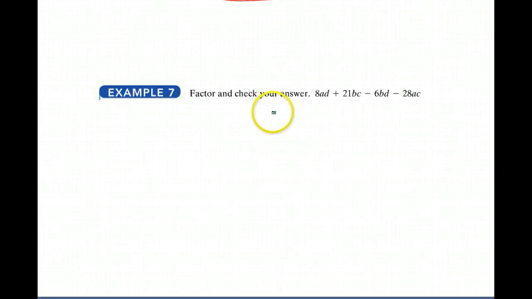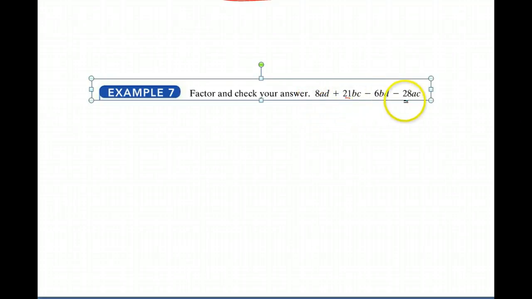So I'm going to consider rearranging these terms because I see that I do have two terms that contain a D, two terms that contain an A, two terms that contain a B, two terms that contain a C. My numbers as well are going to be compatible. 21 and 28 are both divisible by 7, for example. 8 and 6 are both divisible by 2. So I would probably want to rearrange my terms thinking about that compatibility.